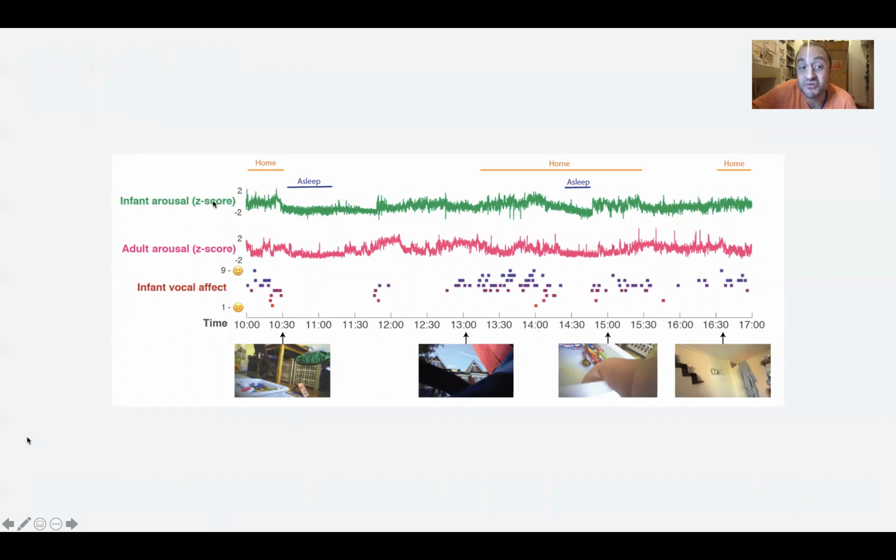This is the baby's arousal level. Remember, that's defined from a composite of their heart rate, respiratory sinus arrhythmia, and movement patterns. We got that continuously during a day, for example from 10 a.m. to 5 a.m. We also got the adult's arousal defined in the same way. We got all of the infant's vocalizations, which we hand-coded on a scale from 1, the most sad, to 9, the most positive affect. Someone went through and coded those manually. And then we got everything the baby sees. We got a lot more information in total, but the information I'm talking about today is these three streams.